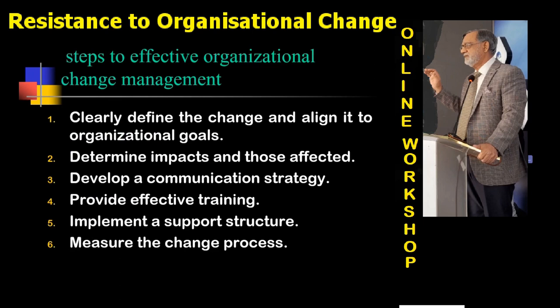If we have to have effective organizational change, I would sum it up in these five or six points. First, clearly define the change and align it to the organizational goal. What type of change is going to be and how it is going to be incorporated, how it would serve the overall scenario and the ultimate goals of the organization. Determine impacts and those affected: how things would change, the different sections, different wings, how the manpower would shuffle, reduce or increase, or what sort of new skills will be incorporated.